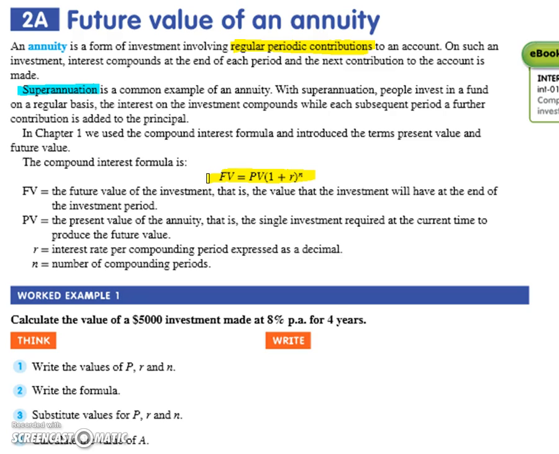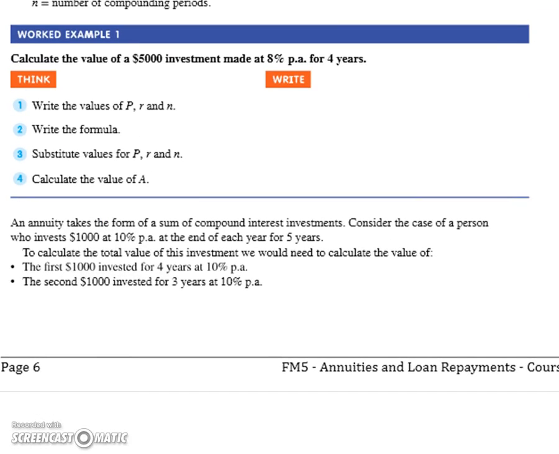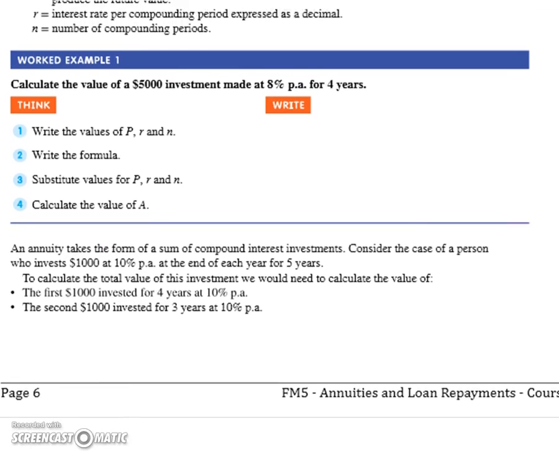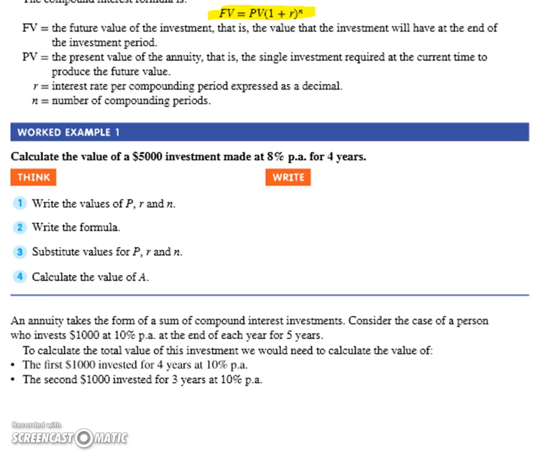All right, let's get on to the worked example. Calculate the value of a $5,000 investment made at 8% per annum for 4 years. So this is just a very, very simple one.